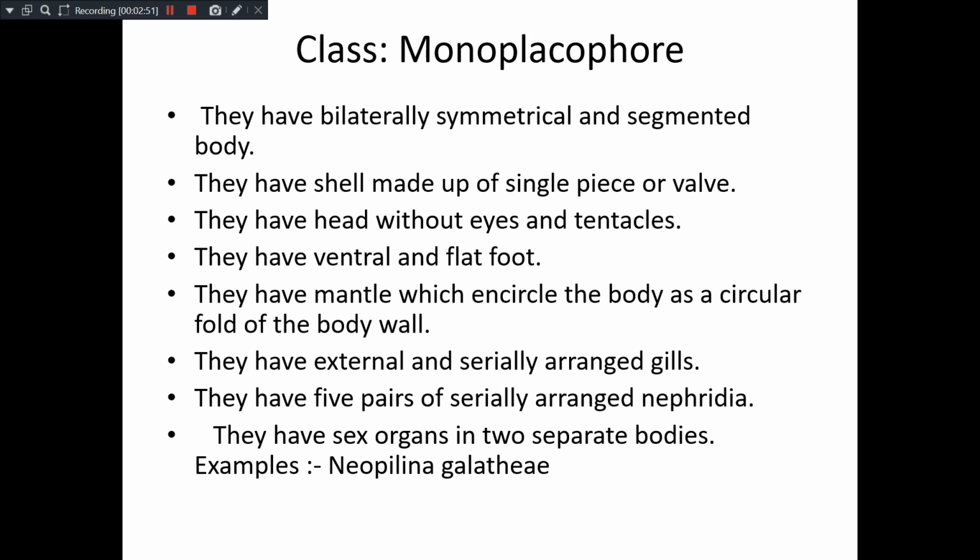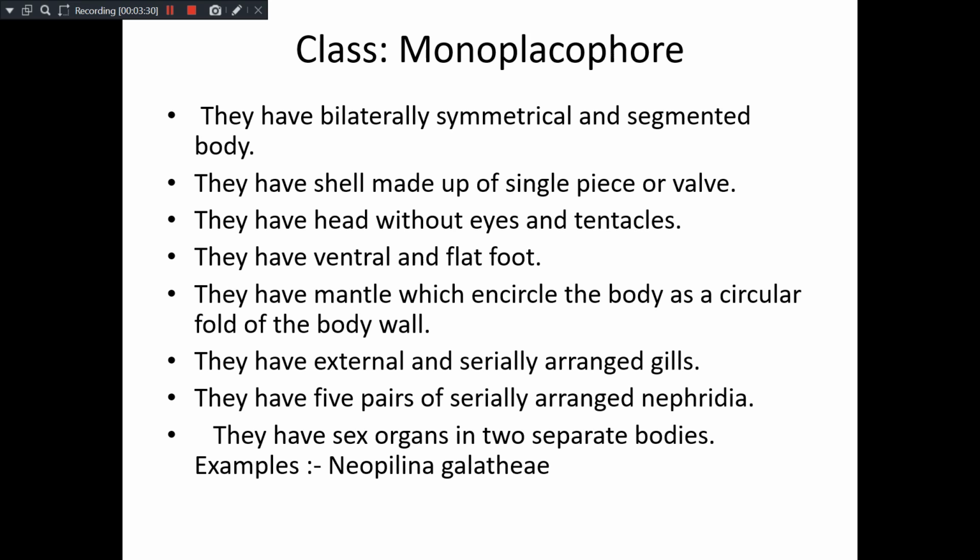If you come to the important characters of this class Monoplacophora, they are undoubtedly bilaterally symmetrical and they have a segmented body, which is very unique for them. As I have already told you, they have only a single piece of shell, also known as the valve. They have a head but no eyes and no tentacles. The foot is very flat and positioned on the ventral side.